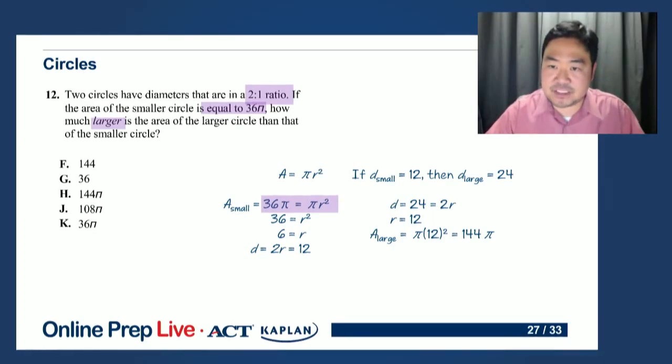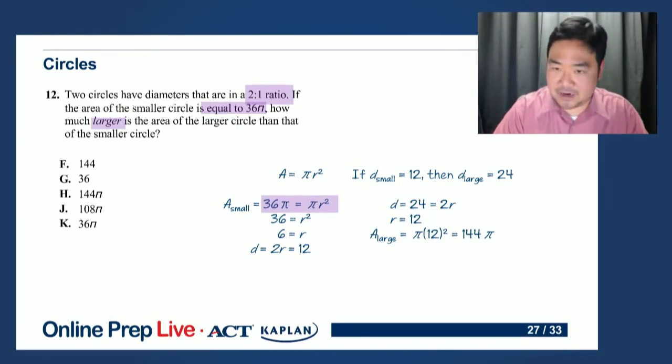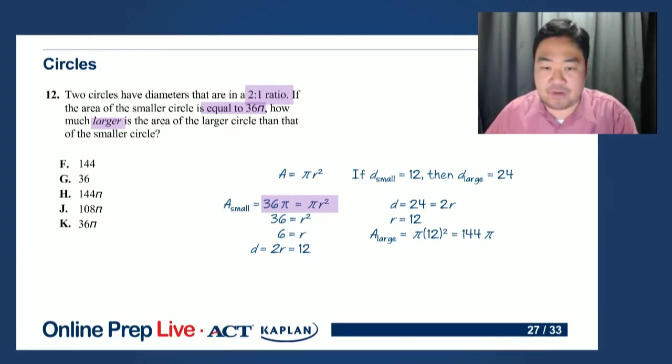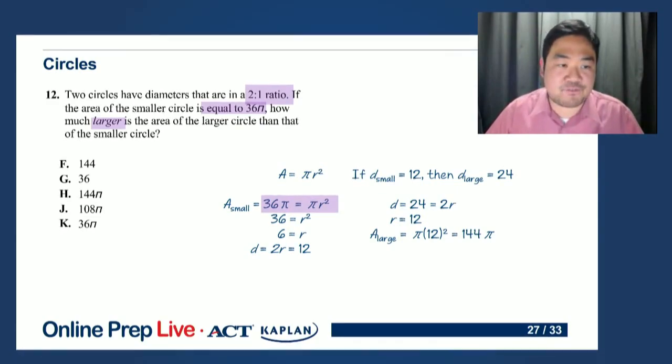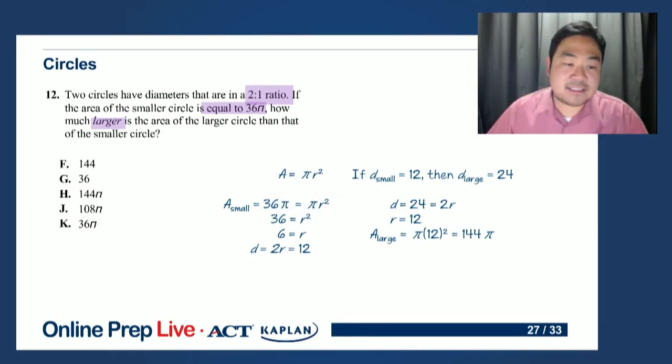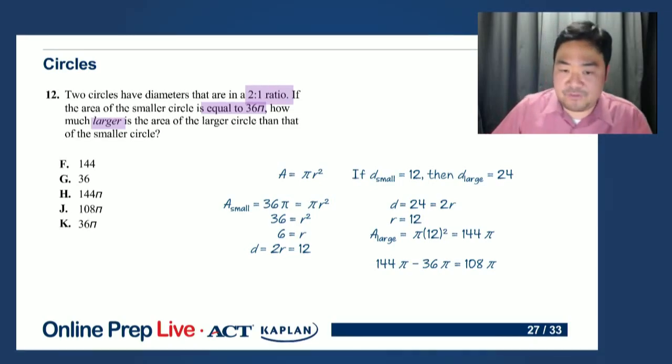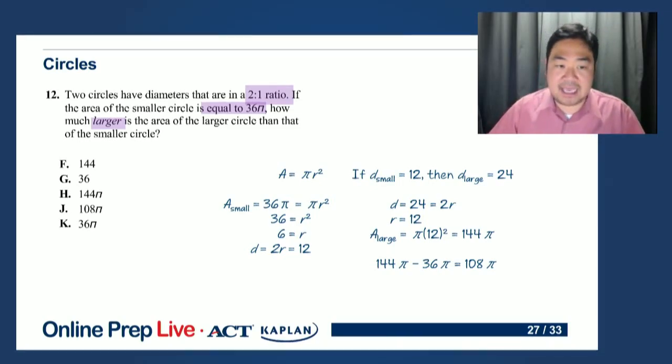But this is the difference between a common test taker and a great strategically thinking student who's seeing the information and knowing how to answer that question correctly. What do we need to do to find how much larger the area of the larger circle is than the small circle? Take the areas of the two circles and subtract them. 144 pi minus 36 pi is equal to 108 pi, and answer choice J is your correct answer. Okay?